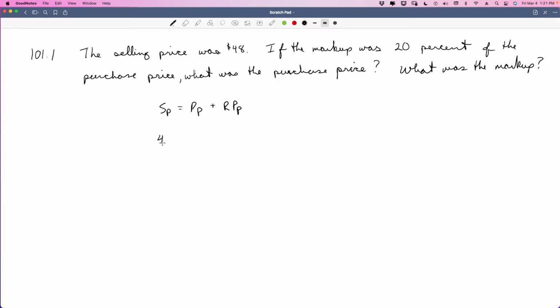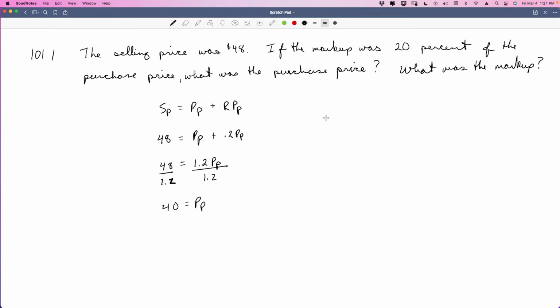So our selling price was $48. And that's going to equal whatever the purchase price was. We don't know what that is yet. And we know the rate is 20%. So we're going to put 0.2 times the purchase price is our markup. So now we can just add these together. We have 48 is equal to 1.2 times the purchase price. Now we can divide both sides by 1.2. And we find that 40 is the purchase price.